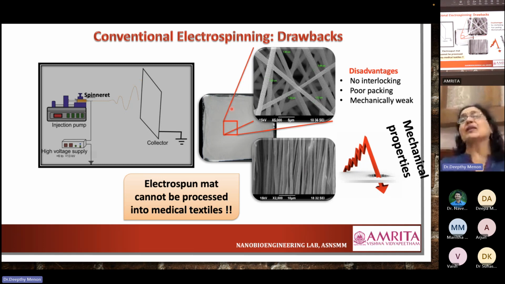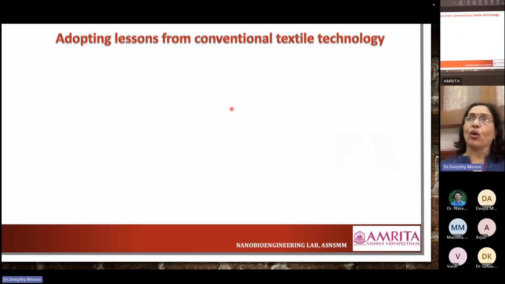Medical textiles are used a lot in various applications, for example, developing vascular grafts, developing wound healing mattresses, etc. So you cannot use these nanofibers, though they have nano sizes, to make medical textiles. So what our group looked into some time back was, can we think of adopting lessons from conventional textile technology?